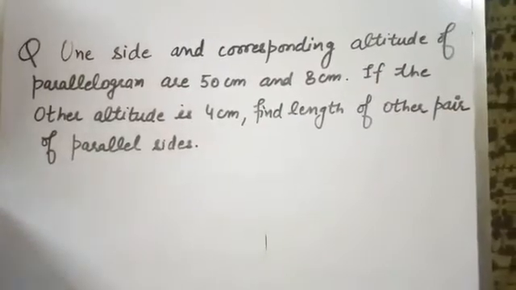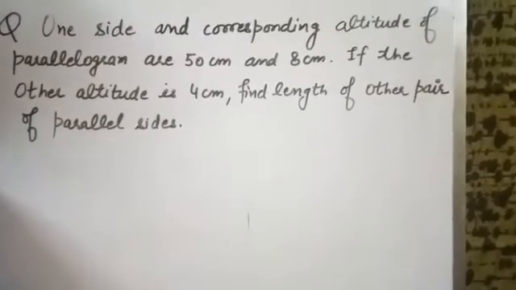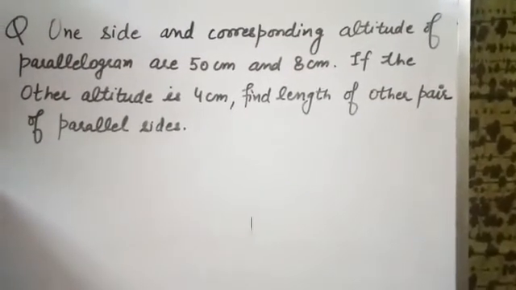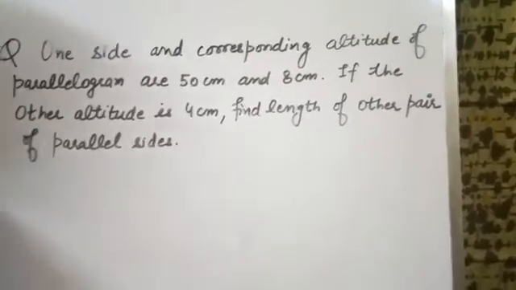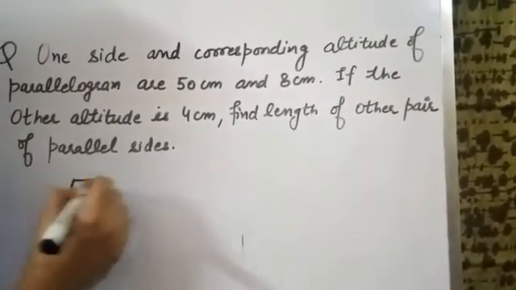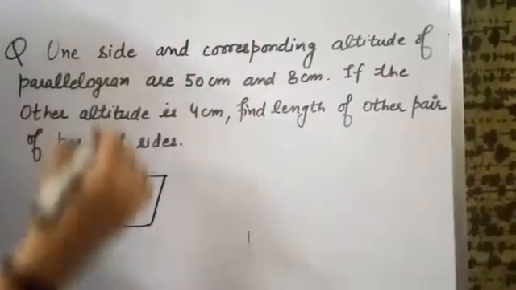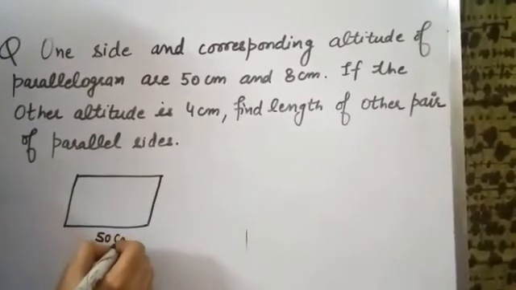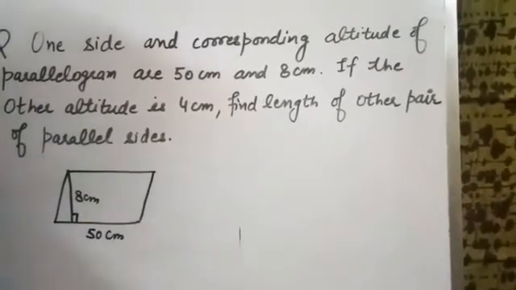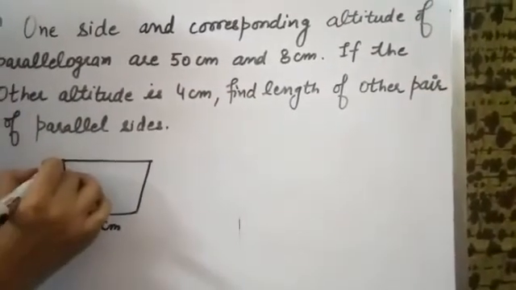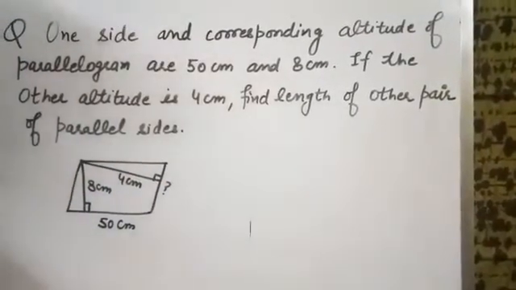Now the next question: one side and the corresponding altitude of a parallelogram are 50 centimeter and 8 centimeter. If the other altitude is 4 centimeter, find the length of the other pair of parallel sides. Now this is a parallelogram. I am drawing a figure to help you understand what is given. The side is 50 centimeter and the corresponding altitude to this side is 8 centimeter. The other altitude is 4 centimeter and we have to find this side of the parallelogram.